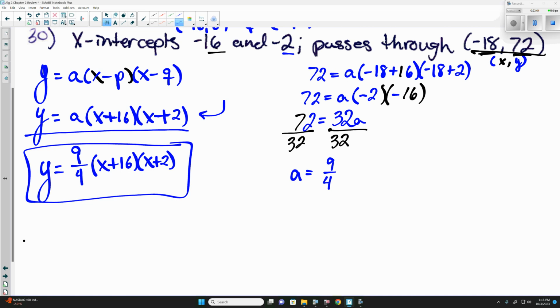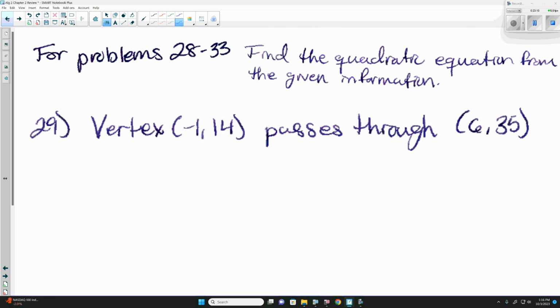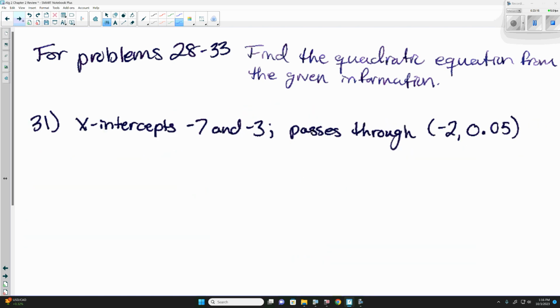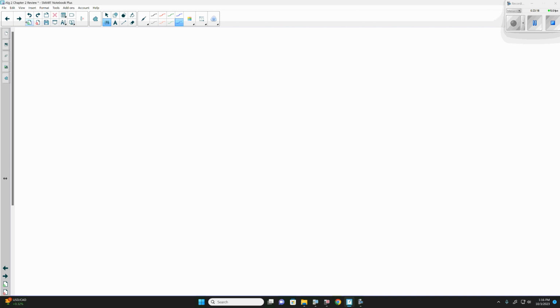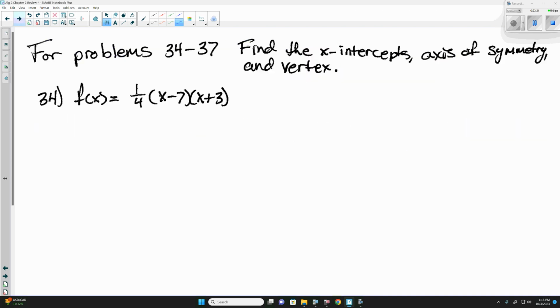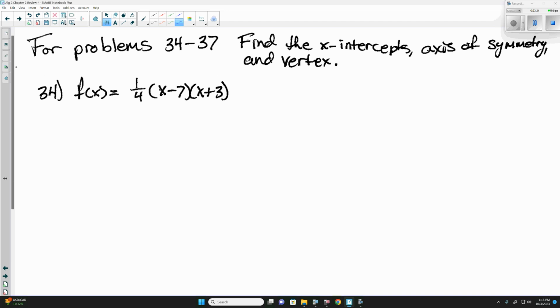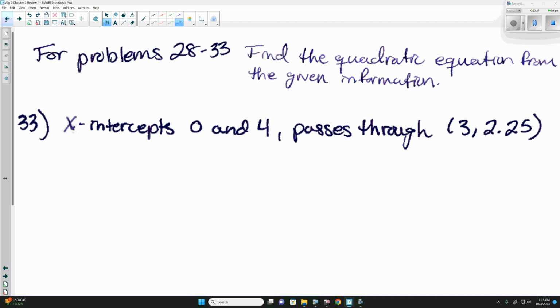Any other questions on the x-intercepts and vertex form when given a point it passes through? We feel comfortable with these here. Any other questions on these here? 34 through 37 actually aren't showing up on the test. I added those in, but it didn't actually make it on the test. So any other questions on any of this here?